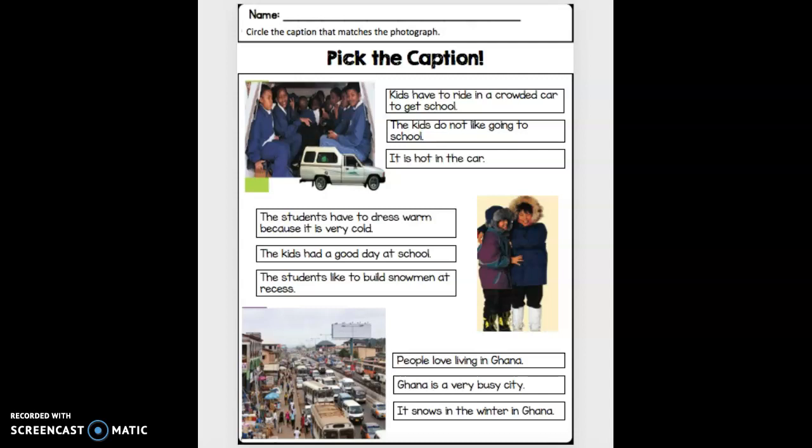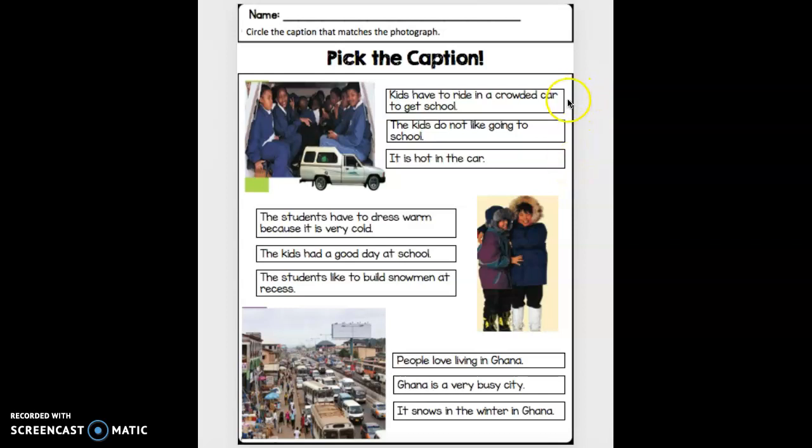Hi boys and girls, this activity is called Pick the Caption. So what we're going to do is you're going to be circling the caption that correctly matches the photograph. So let's take a look at this first photograph. Look closely at all the details that you see in the photograph. I'm going to read these three captions and you're going to circle which one correctly matches.